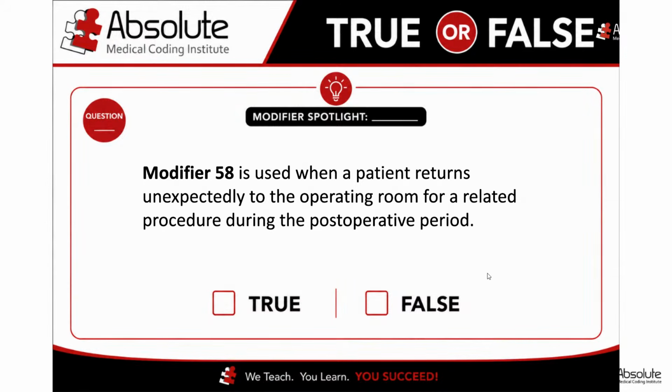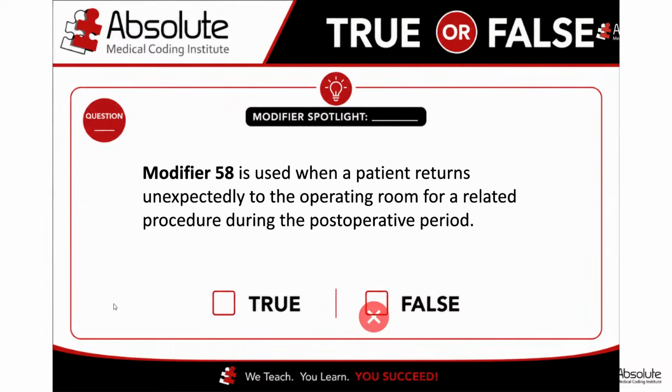All right, modifier 58 is used when a patient returns unexpectedly to the operating room for a related procedure during the post-operative period. And if you want to peek in the book, go ahead. Your book is going to be with you when you take your exam. So feel free. And if you want to do it by memory, feel free to do that as well.